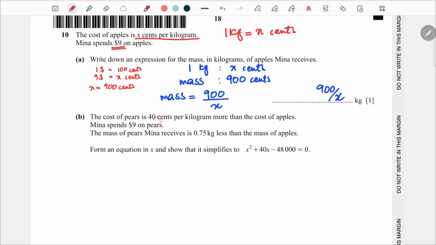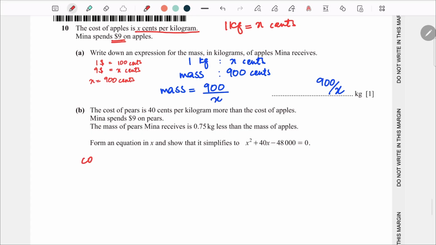Part B, the cost of pears is 40 cents per kilogram more than the cost of apples. So cost of apples, I'm going to write that as X.